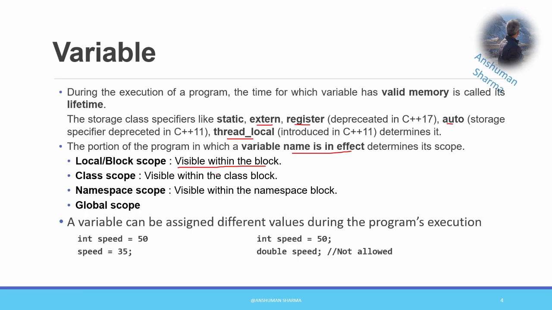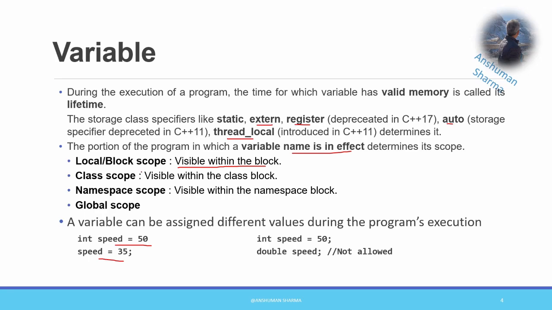Next, a variable can be assigned different values. Here, in the starting, we have initialized it to a value of 50, and later on in the program we have made it 35. So a variable can be assigned different values during program execution, but it retains the most recent value that has been assigned. If speed is initially assigned 50 and later on assigned 35, it will have the latest value of 35.